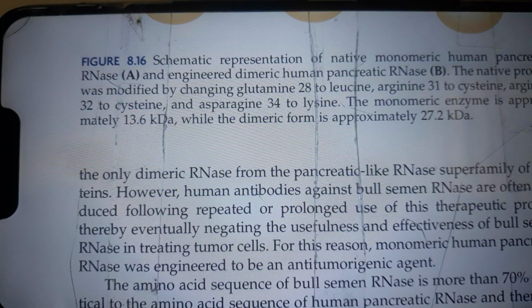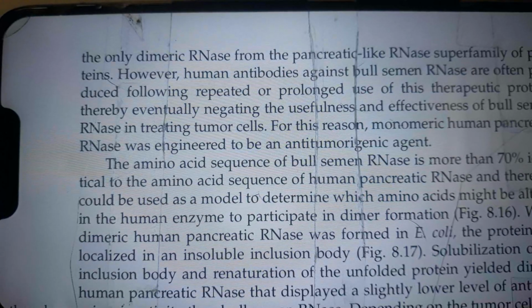BUL7 RNase is an oligomeric RNase from the pancreatic-like RNase superfamily of proteins. However, human antibodies against BUL7 RNase are often produced following repeated or prolonged use of this therapeutic protein, thereby eventually negating the usefulness and effectiveness of BUL7 RNase in treating tumor cells. For this reason, monomeric human pancreatic RNase was engineered to be an anti-tumorigenic agent.